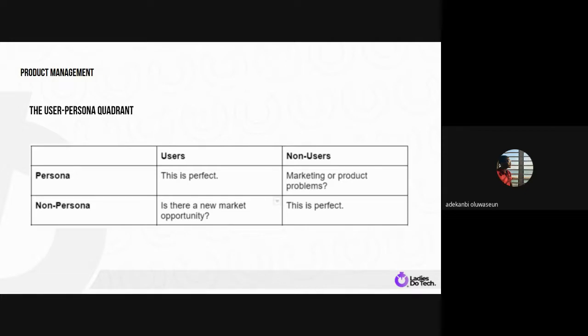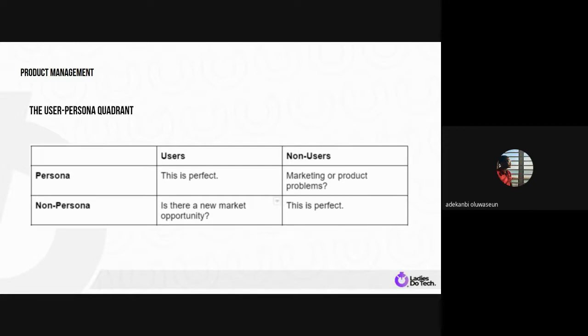So the moment your personas are not users of your platform, you want to check two things: marketing and product. Now, on the second stage, when non-personas are users, people who are not your personas are users, you also want to see if there are market opportunities there. Is there a chance that I can build a product that will serve this audience? Do we need to tweak something? Is there something we are not seeing? Is there a consumer segment we need to pay attention to?